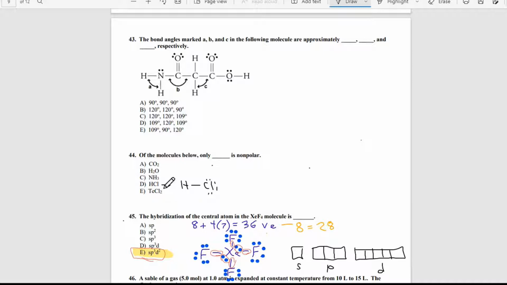But what about TeCl2? Would that be polar or nonpolar? Polar? It would be polar. If you look at the Lewis structure, tellurium actually has 6 valence electrons. Chlorine has 7. So if you did the Lewis structure here for tellurium dichloride, it would look like this.